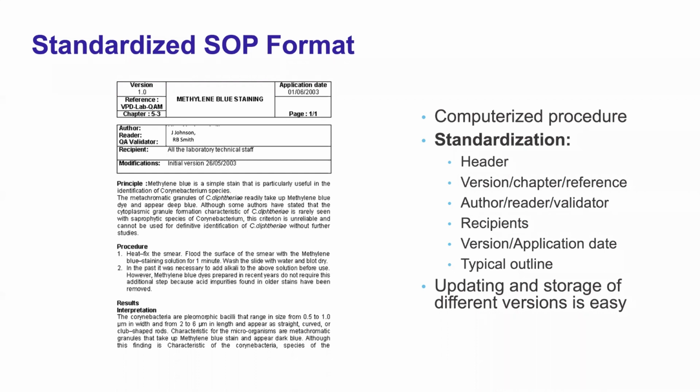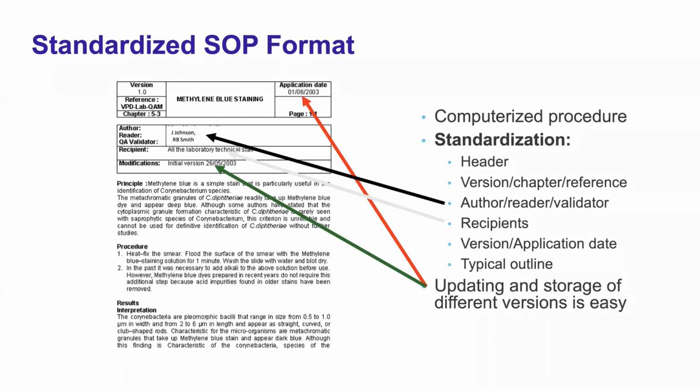So it should have a header. So I'm just going to advance all these. So you should have a header at the top that outlines the name of the test, who the author of the test is, who the audience is, who validated it, the recipients. So this is meant for all of the technical staff. The version. So this is the version, when it was updated, and where it can be found.